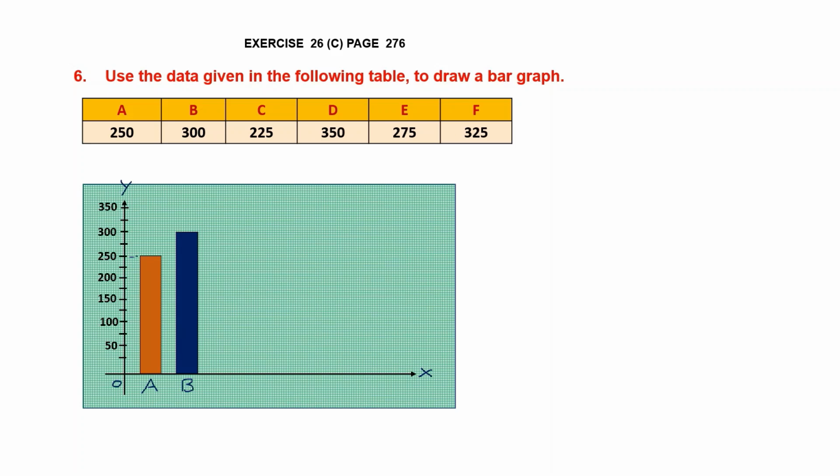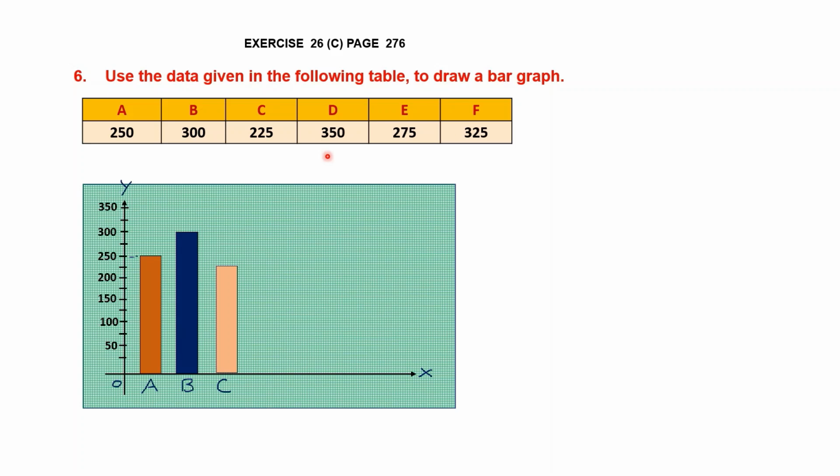Now let's go on to C, and as you can see, C is 225. Now where will we find 225? That is 200 here, 250 here. In between, the marking that you can see in between is 225. So your bar should be in line with 225. So the next bar is this, that is C, and that is in line with 225.